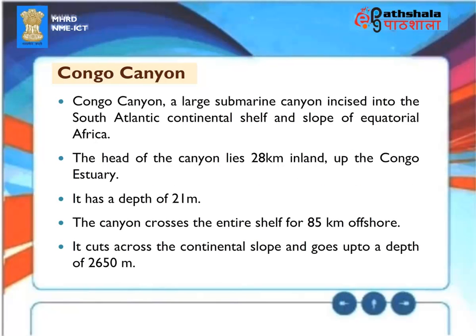Congo Canyon. Congo Canyon is a large submarine canyon incised into the South Atlantic continental shelf and slope of equatorial Africa. The head of the canyon lies 28 kilometers inland up the Congo estuary. It has a depth of 21 meters. The canyon crosses the entire shelf for 85 kilometers offshore. It cuts across the continental slope and goes down to a depth of 2,650 meters.